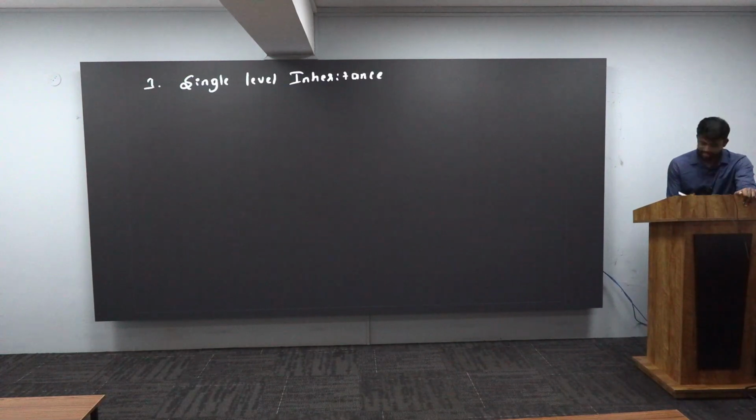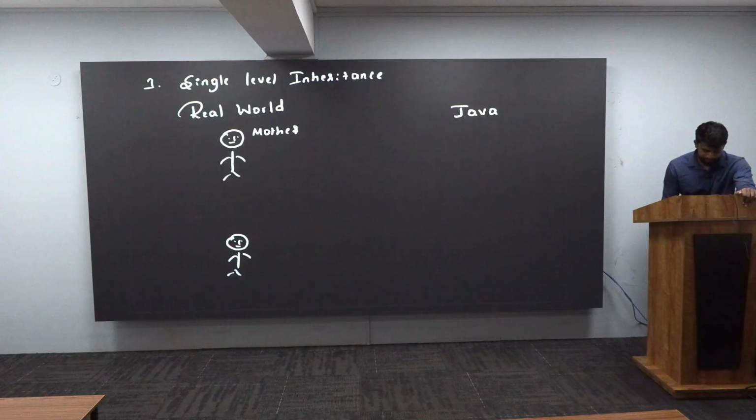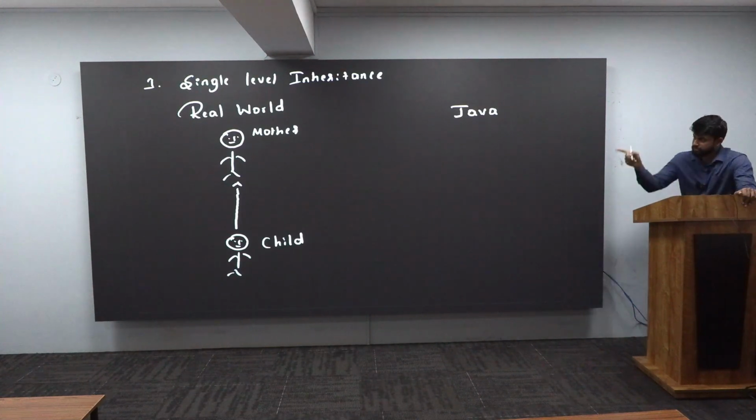What is single level inheritance? Let's forget about Java for now and understand how it works. In the real world also, single level inheritance is there. There is a parent, maybe a mother. The mother gives birth to a child, so the child is inheriting from the mother. This is known as single level inheritance. In the same way, in Java also single level inheritance is there.